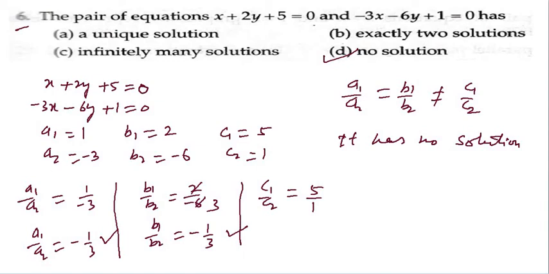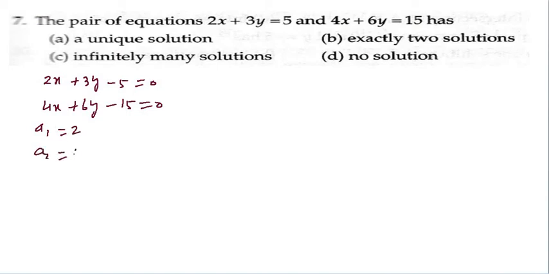नेक्स्ट है हमारे पास the pair of equations 2x plus 3y equal to 5 and 4x plus 6y equal to 15. चलिए इसको भी चेक करते हैं. 2x plus 3y minus 5 equal to 0, and the second one is 4x plus 6y minus 15 equal to 0. You can say a1 is equal to 2, a2 is equal to 4, and b1 is equal to 3, b2 is equal to 6. Now come to c1. c1 is equal to minus 5 and c2 is equal to minus 15.